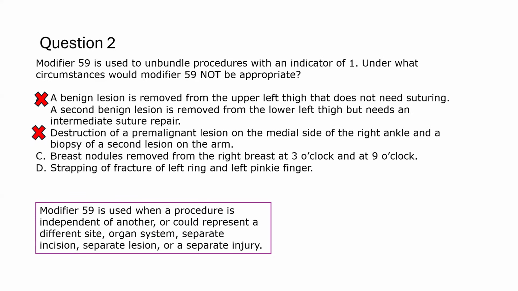C. Breast nodules removed from the right breast at 3 o'clock and at 9 o'clock. This qualifies because it's different sites. And finally, D. Strapping of a fractured left ring and left pinky finger. The other rule about modifier 59 is that if one of the specific anatomical modifiers, like right-left or something like that, is available, those can be assigned, and it should be used instead of modifier 59. Strapping of the fingers can be billed with modifiers F3 and F4 to describe the separate locations. Therefore, D is the correct answer.